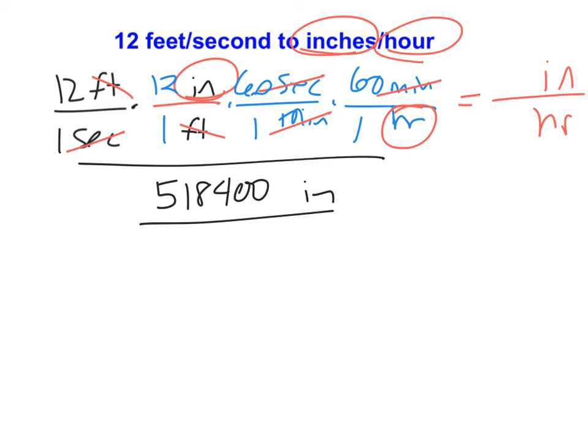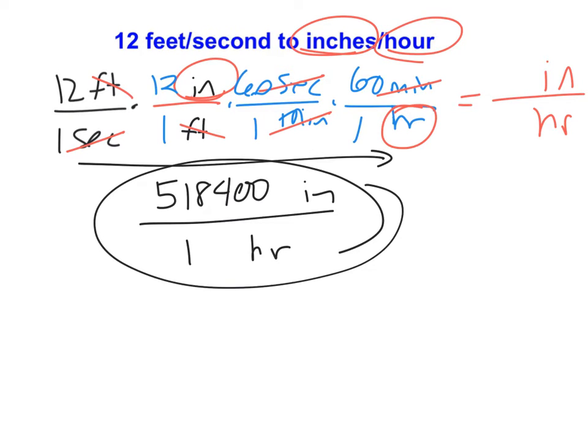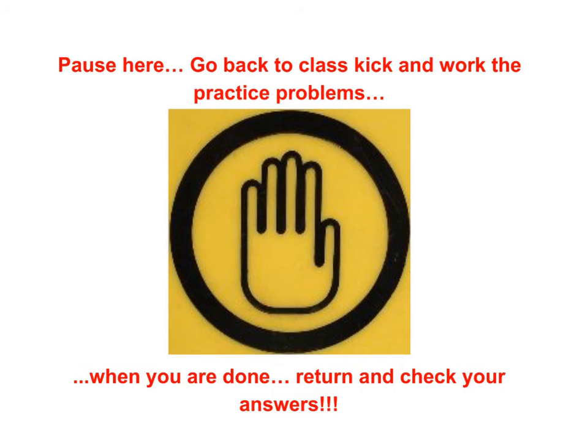And the bottom multiplies straight across, that's 1 hour. And there you go. Now again, if you got it wrong, go back and check your work. Look at your units. Look to make sure the numbers are in the right places. Now go back and work the second problem in Class Cake, then come back here to check it. Don't just buzz right through.